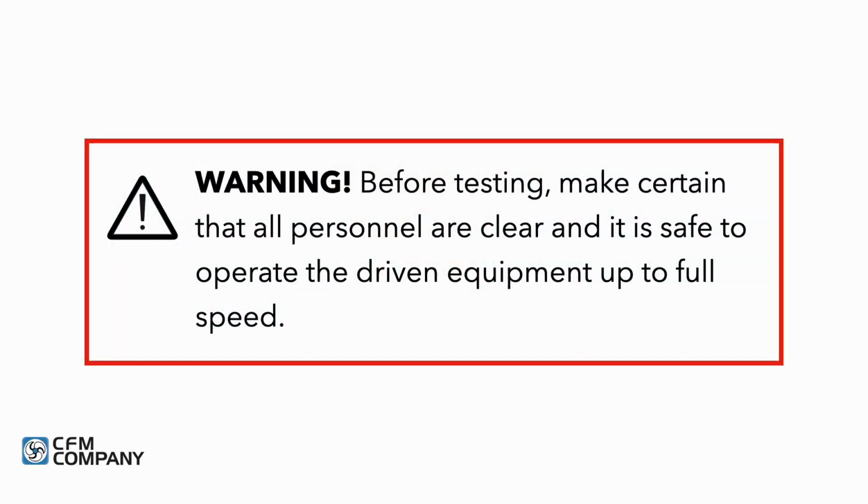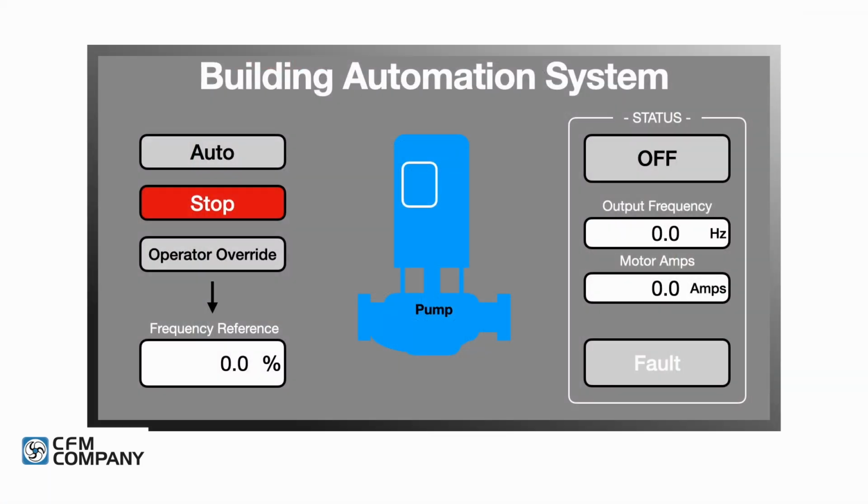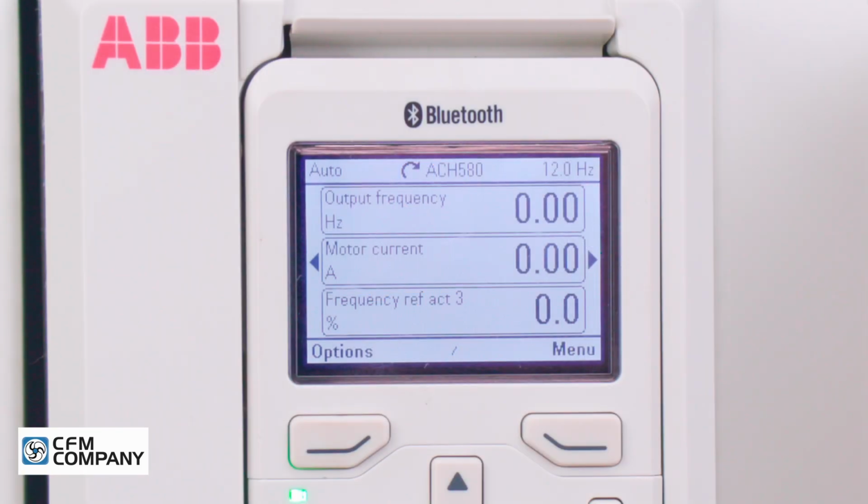With the programming complete, verify functionality with the building automation contractor or the building operator. Warning: before testing, make certain that all personnel are clear and it is safe to operate the driven equipment up to full speed. Press Auto on the ACH580 drive control panel. Send the ACH580 drive a start command through the serial communications. The drive should start and run to the minimum frequency.